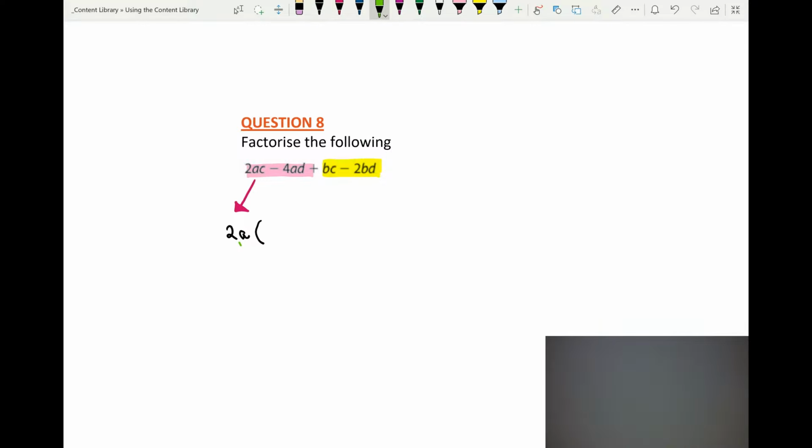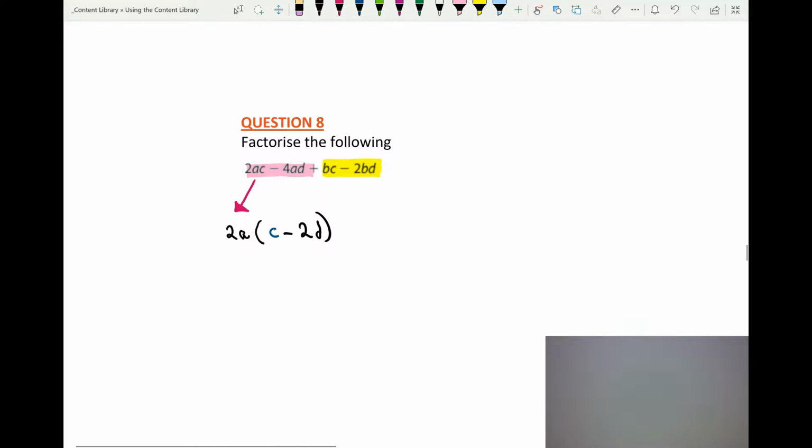What do I need to do to 2A in order to get to 2AC? I need to multiply it by C, because 2A multiplied by C is 2AC. I then come to the second jump. What do I need to do to 2A to make 4AD? Well, 2 by 2 would make 4, and A multiplied by D would give you AD. So I'm putting in 2D. Now the sign also has to go in, so there's a minus here, so I'm going to put the minus in here. So that's the first bracket.